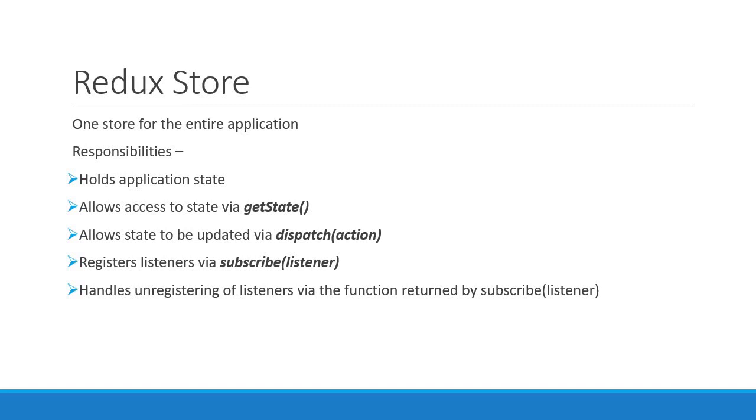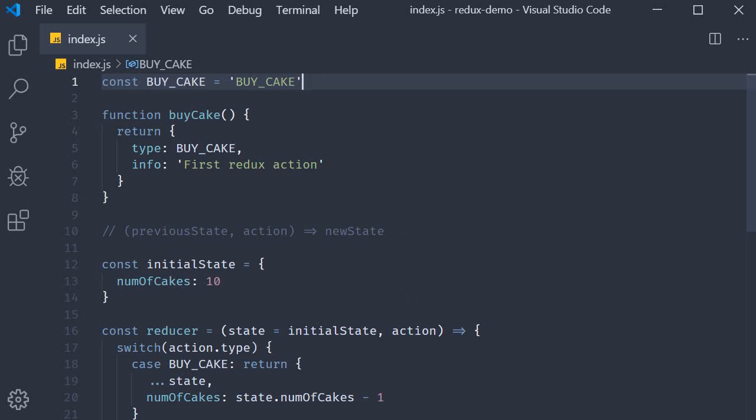Now our goal is to implement all these responsibilities in our application. Let's start with the first one. The store has to hold the application state. If we go back to VS Code, you can see that we already have the state of our application represented by this single object. We now have to create a store that will hold this.